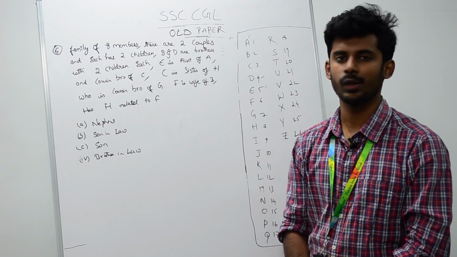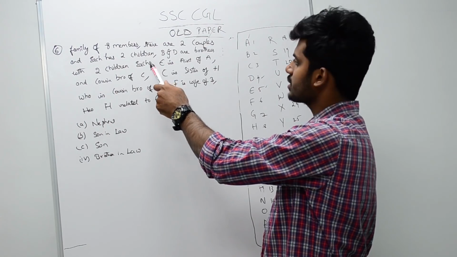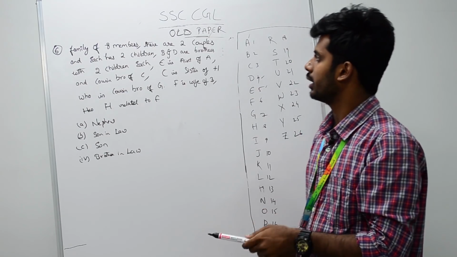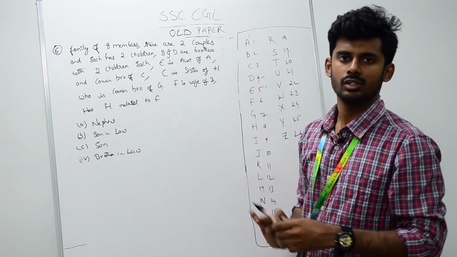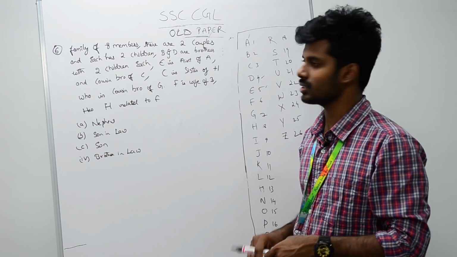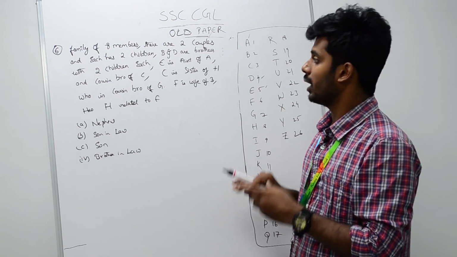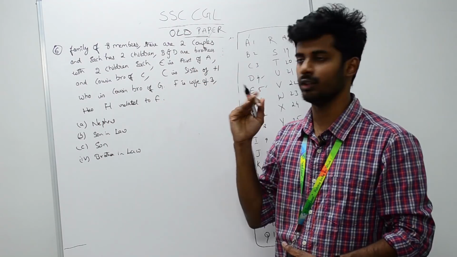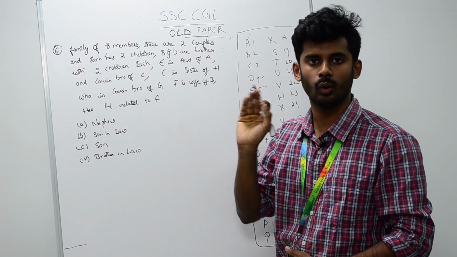So coming to the sixth question. The sixth question is: a family of 8 members. There are 2 couples and each has 2 children. B and D are brothers with 2 children each. So basically a lot of people, the mistake they make is, whenever they are reading it out, they start drawing diagrams. But the trick is you have to first read the whole question, then only start drawing the diagram. Then only you will get the answer so quickly.